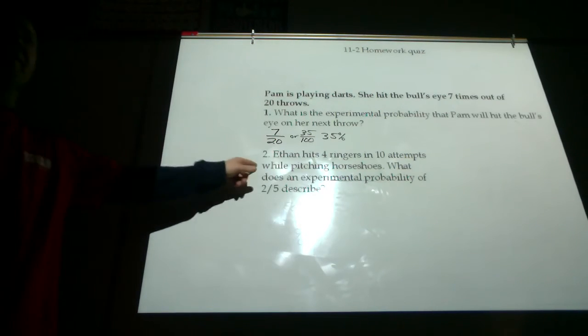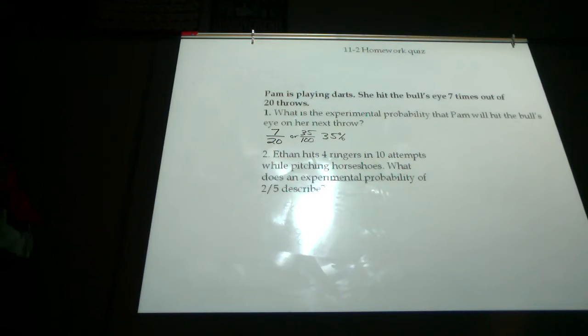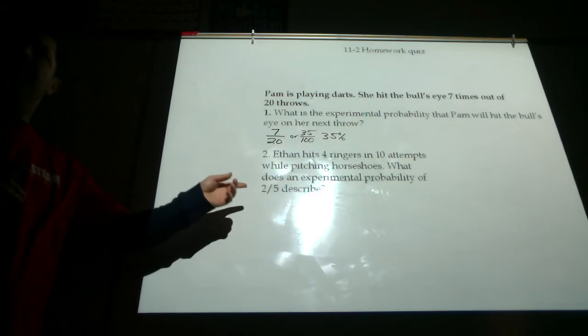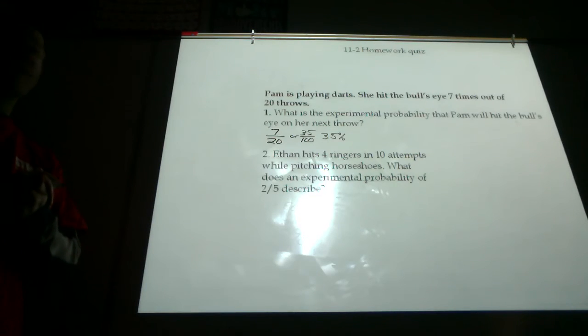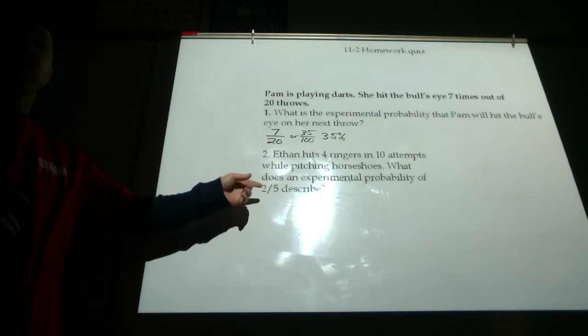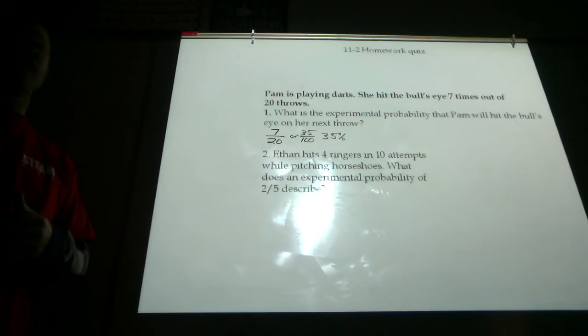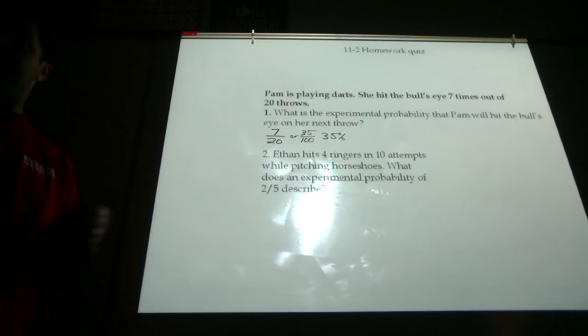Okay? Same thing here. Ethan hits 4 ringers in 10 attempts while pitching horseshoes. What does an experimental probability of 2/5 describe? So what does 2/5 actually describe? Okay. So 2/5 describes what his chances are of throwing a ringer, right?